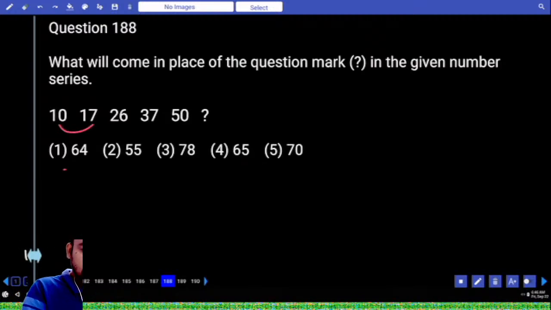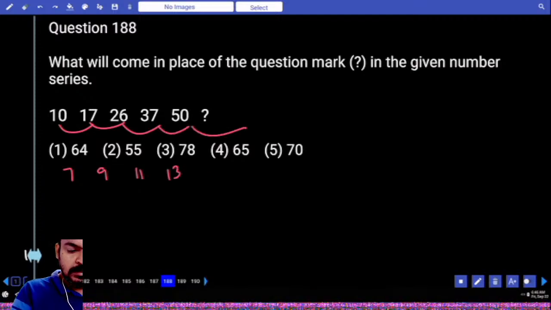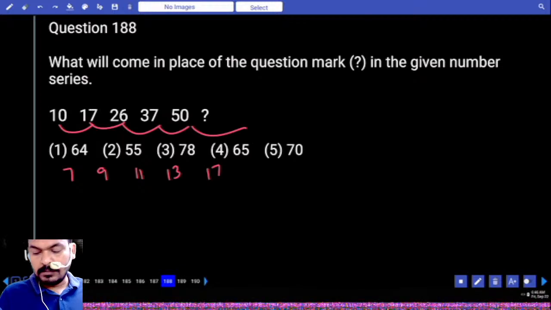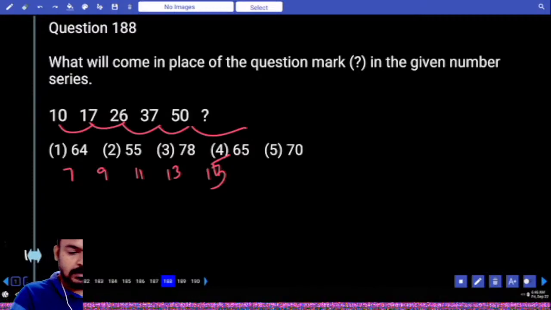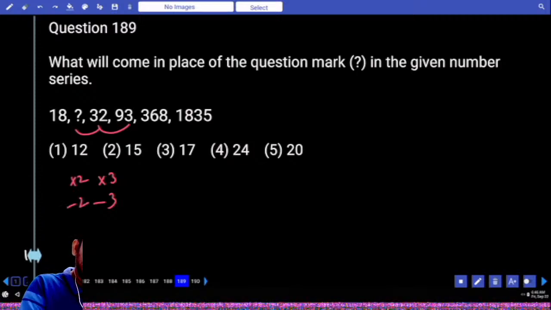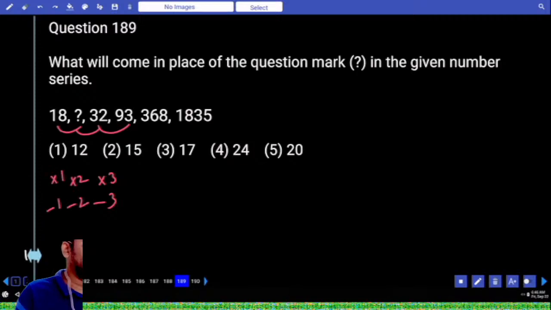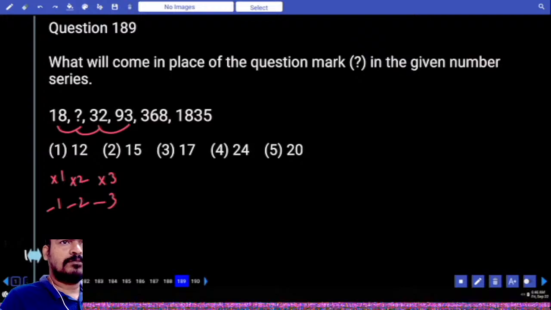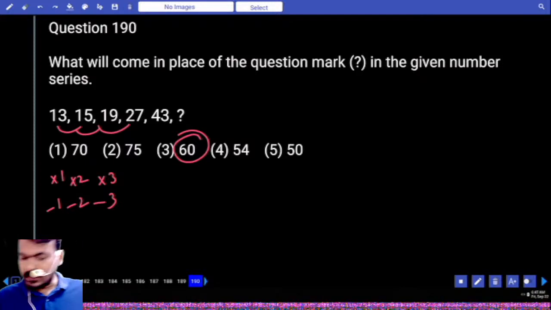7, 9, 11, 13. Next 17. Sorry, not prime numbers, odd numbers. Next odd number 15. 50 plus 15, 65. 189. 32 becomes 93, means into 3 minus 3. Means obviously here into 2 minus 2 and here into 1 minus 1. 18 ones are 18, minus 1 means 17, into 2 means 34, minus 2 means 32. Then answer 17. Next, 190.